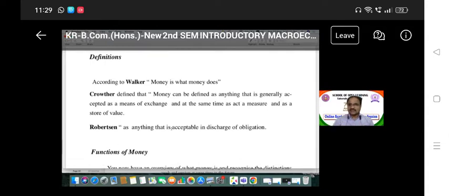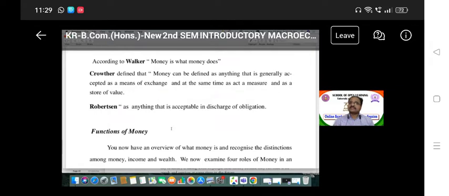Okay, what is money? Money is anything that can be acceptable. Suppose you want to purchase a specific good, they must accept it according to your price. Whatever the price is, you must give it. No one can reject your money if it is exactly the price. So that is acceptable. Anything that can be accepted is a discharge of obligations. No one can reject your money if it is legal money.